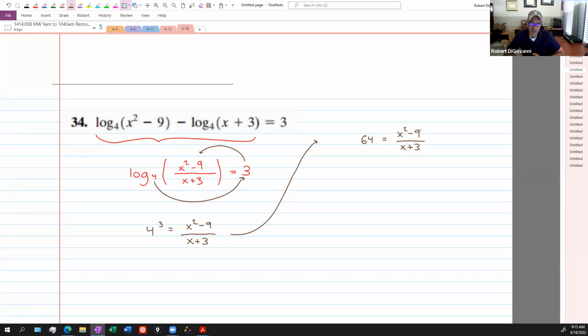You recognize x squared minus 9? You factor that and then they cancel out, wouldn't they? Yeah, if you take this and you factor it as x plus 3 times x minus 3. You see that? That's a difference of squares. Then the x plus 3's just cancel. And so what you'd be left with is 64 equals x minus 3, which is pretty clean, wouldn't you say? Just add 3 to both sides and you get 67 is x.